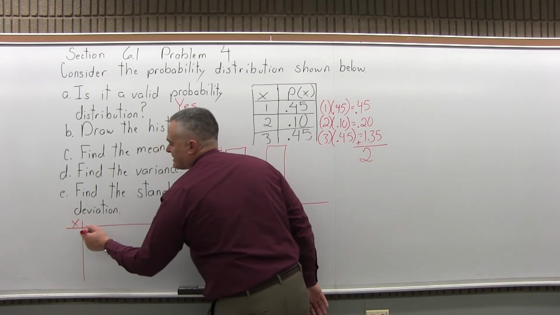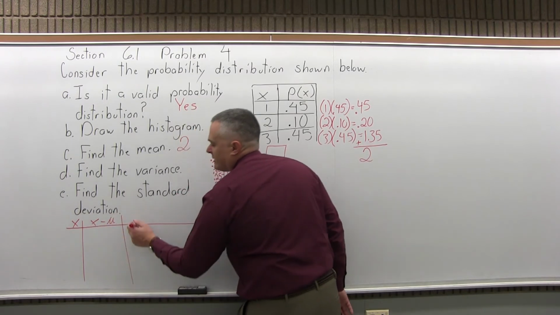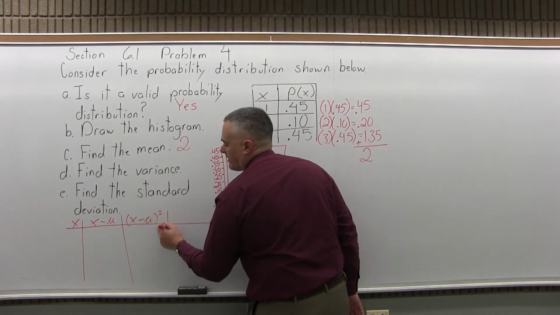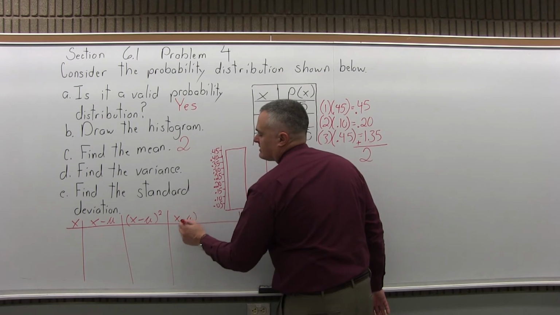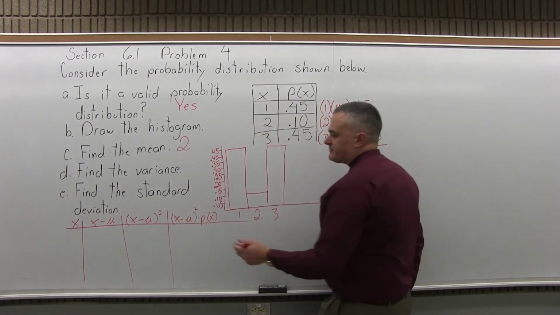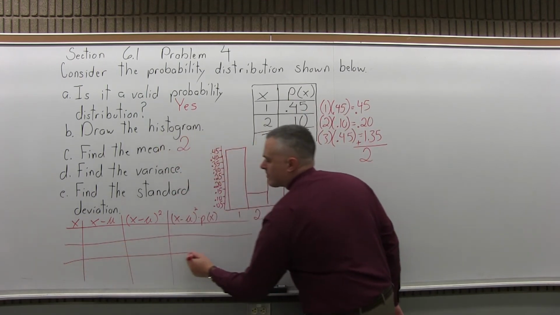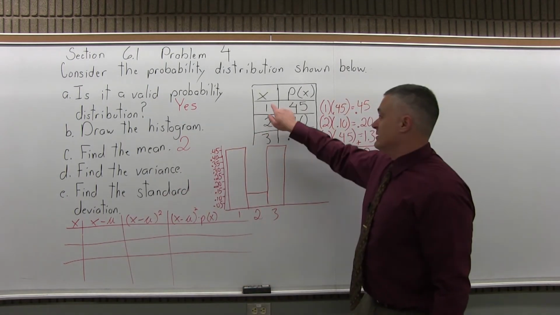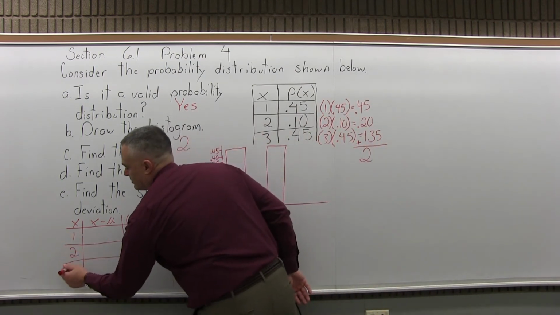The first column is x. The second column is x minus mu, the mean. The next column is x minus mu in parentheses raised to the second power. And the last column is x minus mu in parentheses to the second power times the probability of x. So the first column for x is simply the values of x that are given in the question, 1, 2, 3. So x is 1, 2, 3.